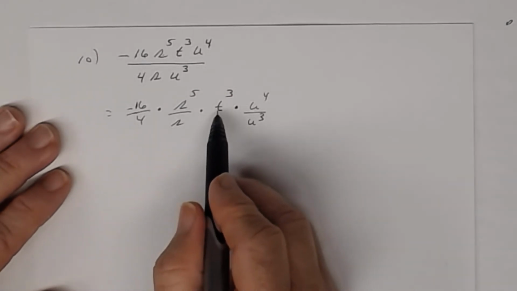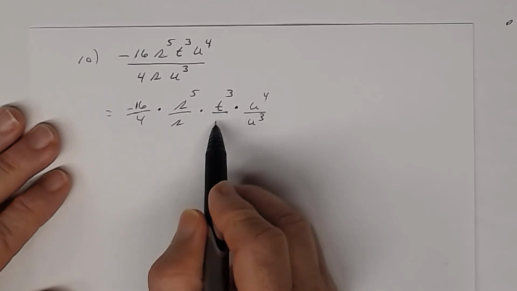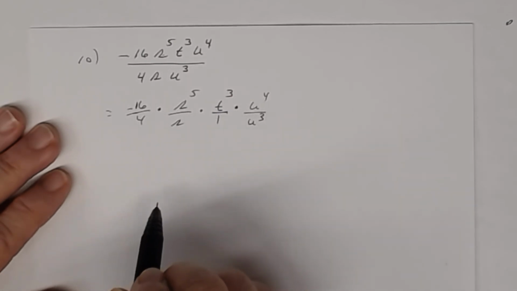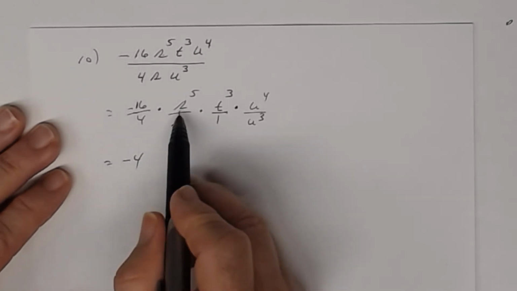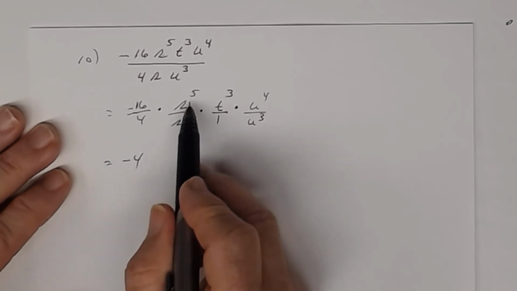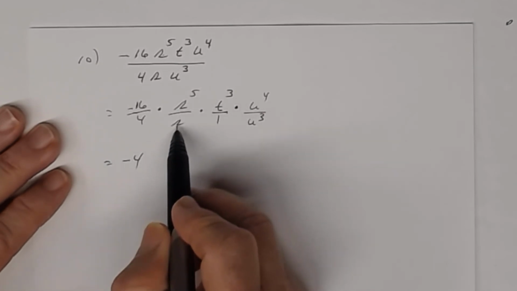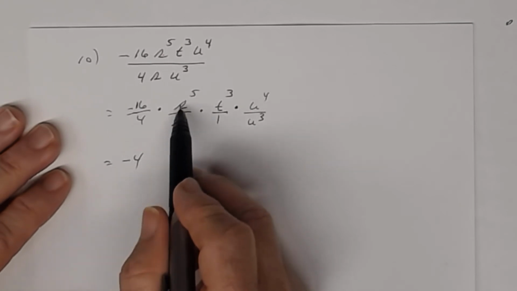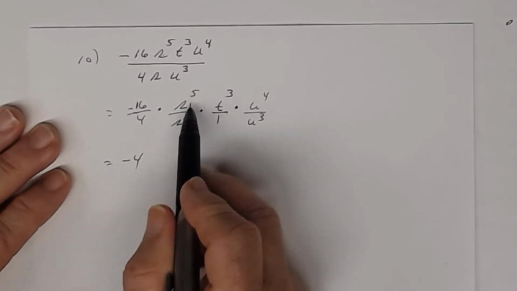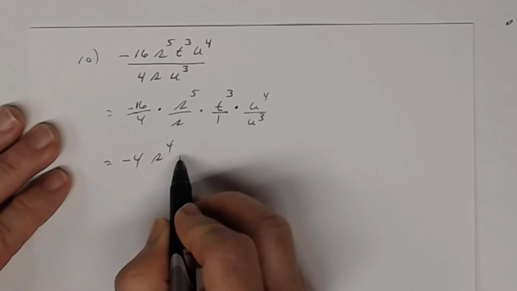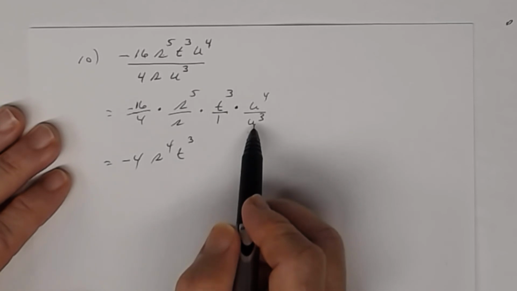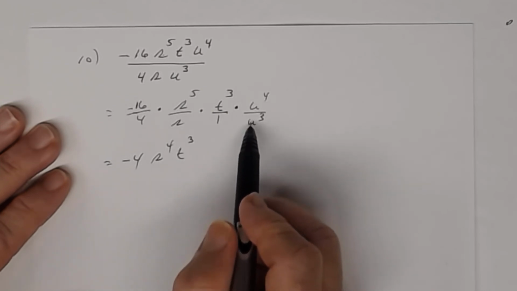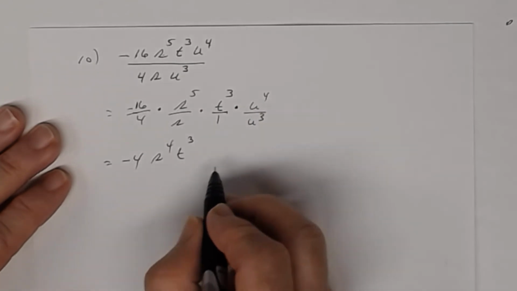Now, to be on the safe side, what I would do here is I would write this as t cubed, t to the 3rd power, divided by 1. Okay? Now let's simplify each one. Negative 16 divided by 4 is a negative 4. S to the 5th divided by s. So I have 5 factors of s in the numerator, 1 in the denominator. But I know the quotient rule for exponents says that when I divide like bases, I subtract exponents. 5 minus 1 is 4, so that's s to the 4th. And then t to the 3rd divided by 1 is t to the 3rd. And then u to the 4th divided by u to the 3rd. When I divide like bases, I subtract exponents. 4 minus 3 is 1, so that's just u.